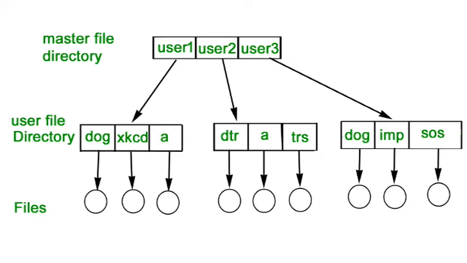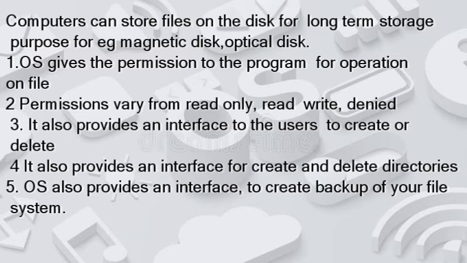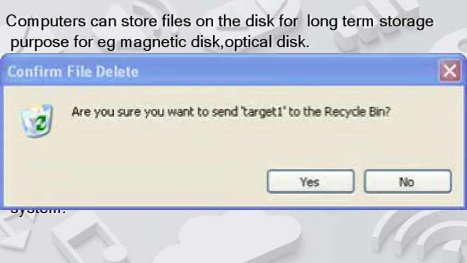Third, it also provides an interface to the user to create or delete a file. Now we have created files, so what we can do is either delete the file, and it will ask us whether we actually want to delete it with the help of a confirmation dialog box. If you click on yes, it will be deleted. I can click on new folder or whatever type of file I want to create, an image or anything. So we can create or delete a file, and it will ask in a dialog box whether you actually want to delete that file or not.